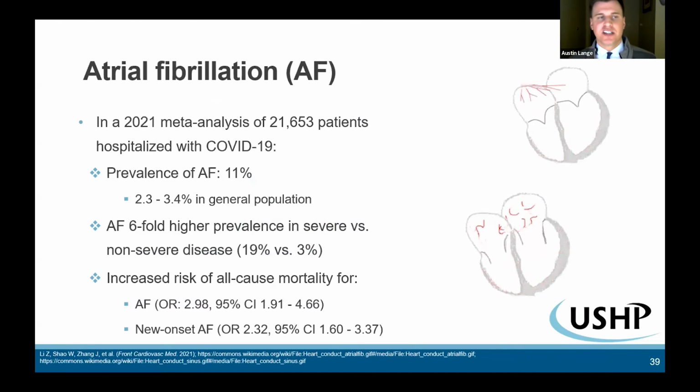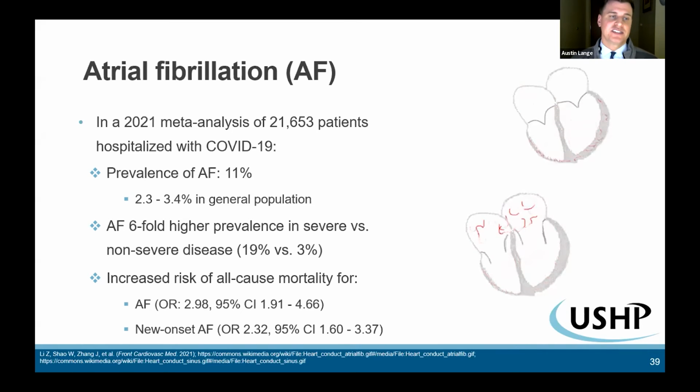So atrial fibrillation itself, there's an increased risk of developing atrial fibrillation when having an infection. In COVID-19 itself, there was a 2021 meta-analysis of almost 22,000 patients who were hospitalized with COVID-19, and their prevalence of atrial fibrillation was 11%, as opposed to the general population being anywhere from 2.3 to 3.4%. Again, an infection is going to elicit more potential for arrhythmia and atrial fibrillation, but in this case, prevalence was 11%, which is an important thing to address and make sure that we're keeping an eye out for.